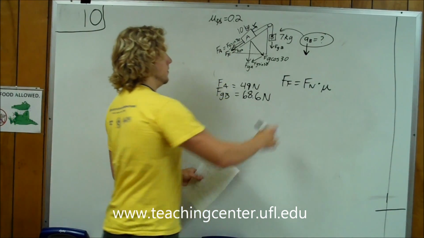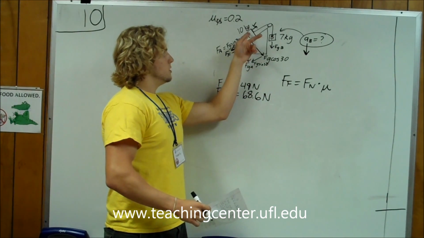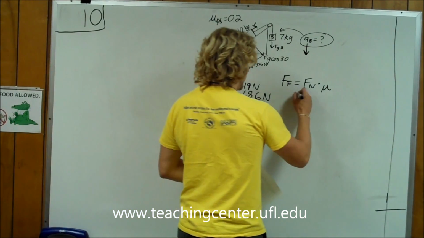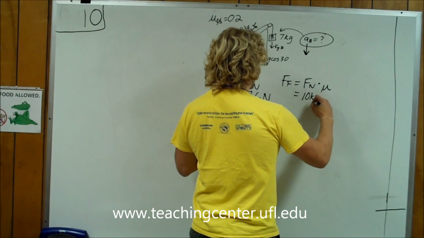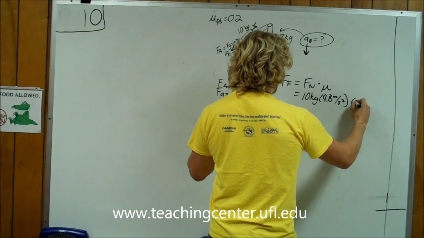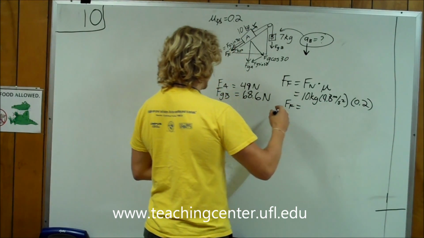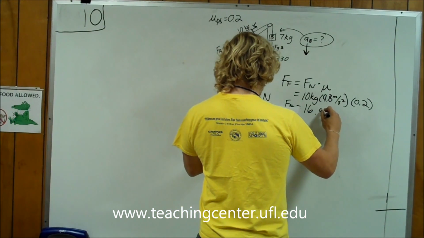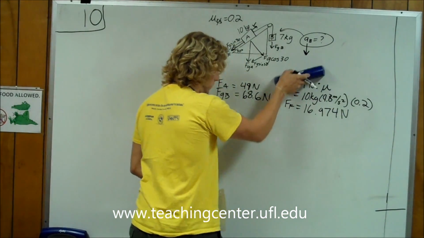So Fn, what is Fn? Fn is Fg cosine 30, because that's how much weight block A is pushing down on the ramp. That's how much weight the ramp will be pushing into block A. So this is equal to 49.8 meters per second squared times 0.2. FF then equals 16.974 newtons. So let's get rid of this to not confuse us.